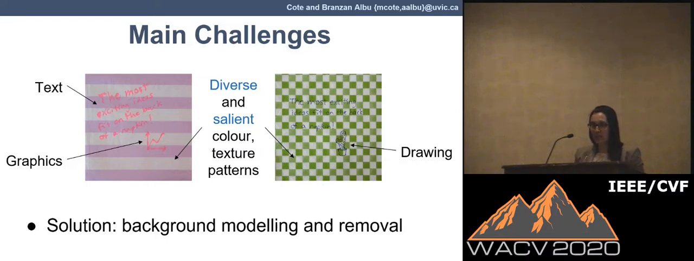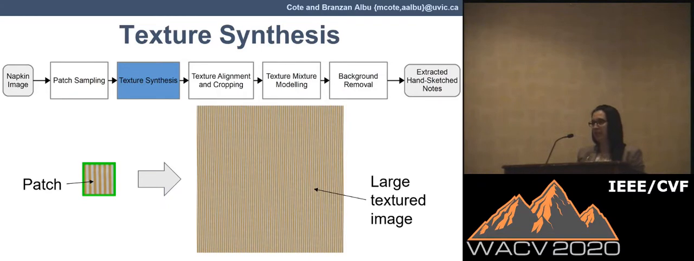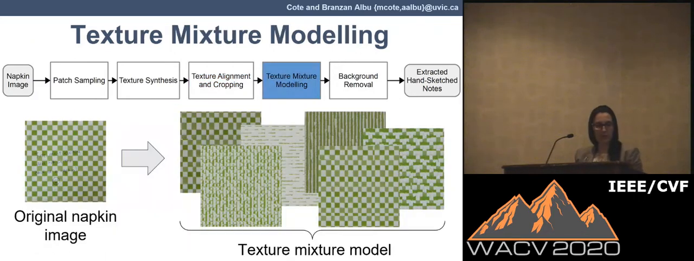Another issue is that backgrounds may have diverse and salient texture and color patterns, as well as etched patterns. This makes it difficult for document binarization methods. We thus frame the problem differently as a background modeling and removal task. So first, patches are sampled along the border of the napkin image at various scales. Each patch is then used to grow a large textured image using texture synthesis. The large textured images are aligned with the original image to match the patterns using template matching, and then cropped to the original size to create candidate background images.